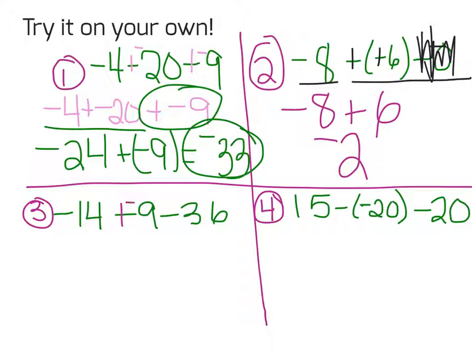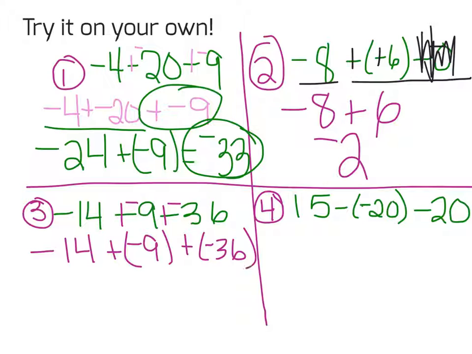Keep, change, keep, change. Great job. So we have negative 14 plus negative 9 plus negative 36. Okay? So negative 14 plus negative 9 is negative 23 plus negative 36. Who came up with these numbers?